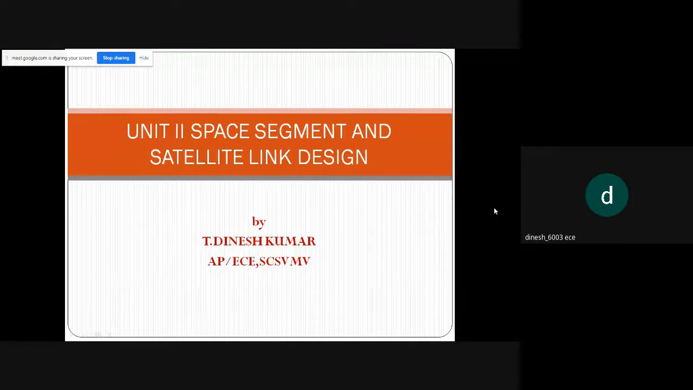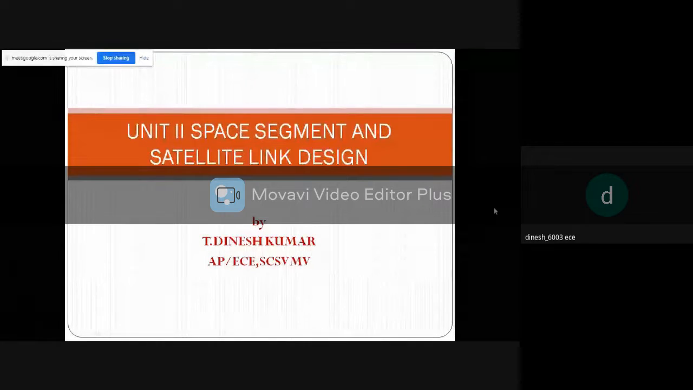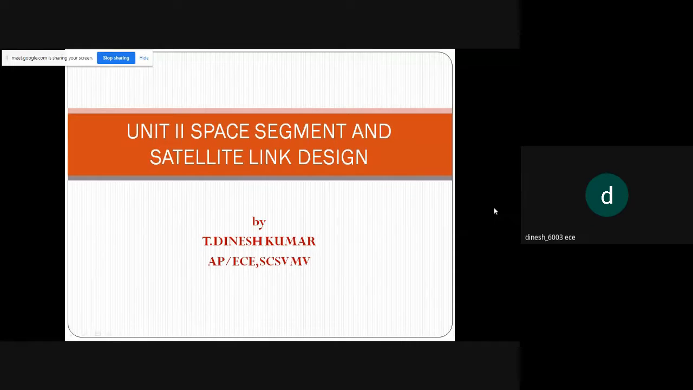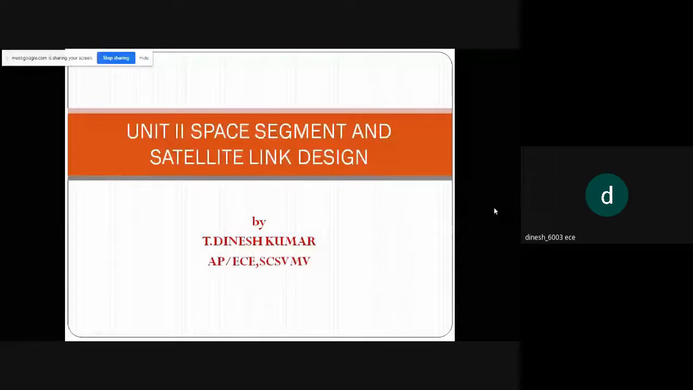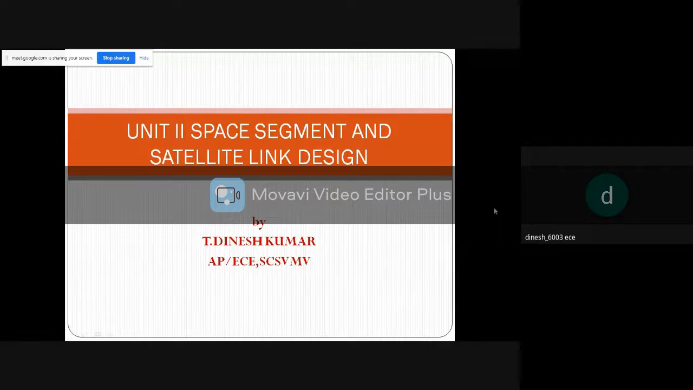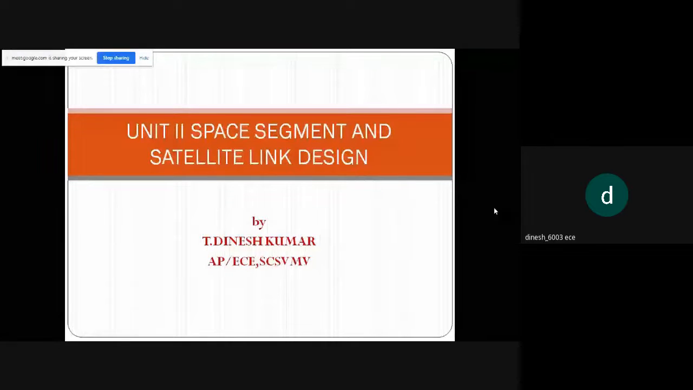The first presentation will be completely on space segment, and in the second presentation we'll be seeing the satellite link design and its effects. What are the drawbacks available? What are the effects due to satellite link designing? Or what are the factors to be considered while designing an efficient satellite that is to be placed in orbit for specified applications? Okay. So let us start with the space segment.